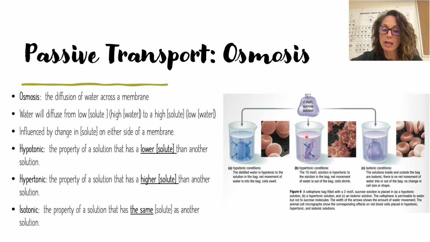Similarly, if we put this in a 10 mole per liter solution, so much more sugar on the outside than inside the sac, you're going to see water leave the sac and go into the beaker solution. And this is where we would end up with shriveled up cells. Now, if we put this 2 moles per liter sugar solution into a beaker that also has 2 moles per liter, there's still going to be a movement of water, but there's no net movement, and we don't see any change in the shape of our cells.